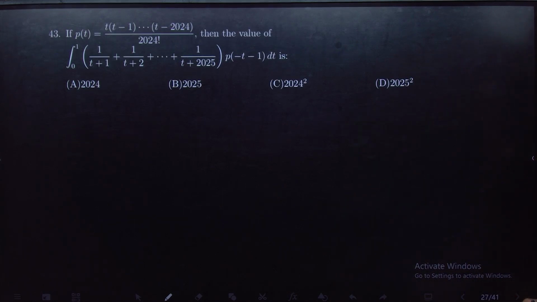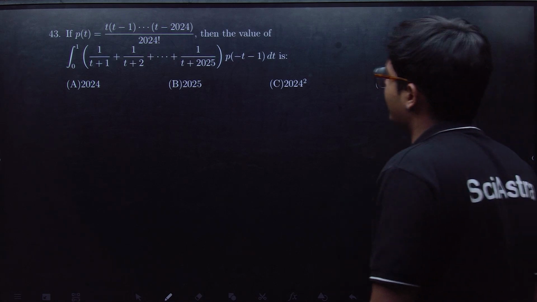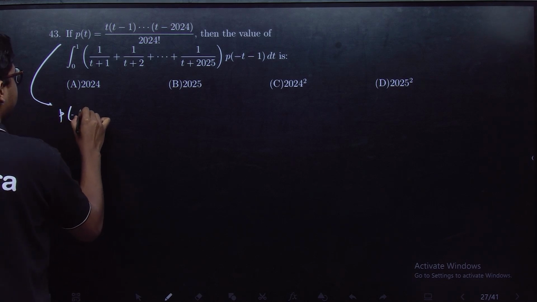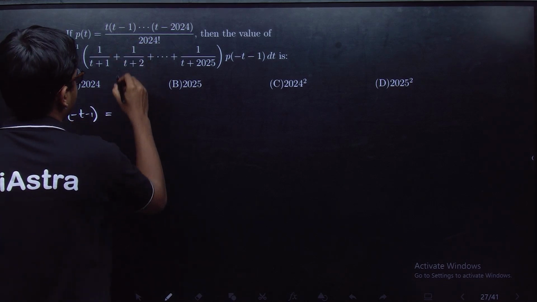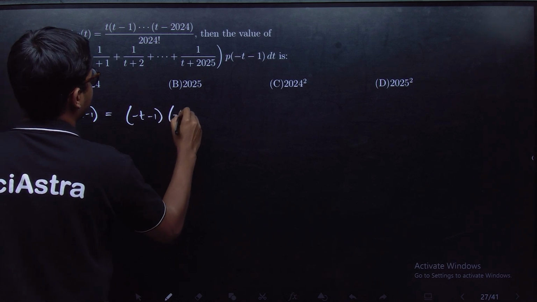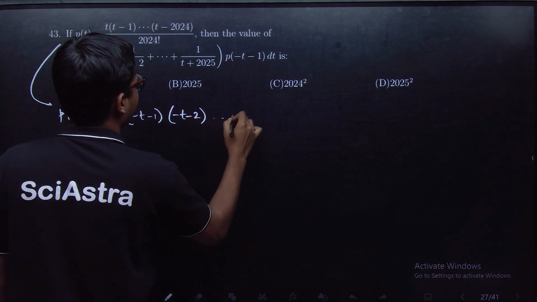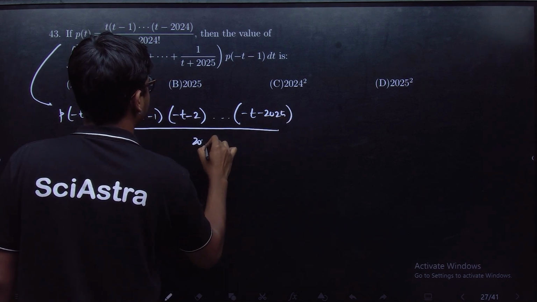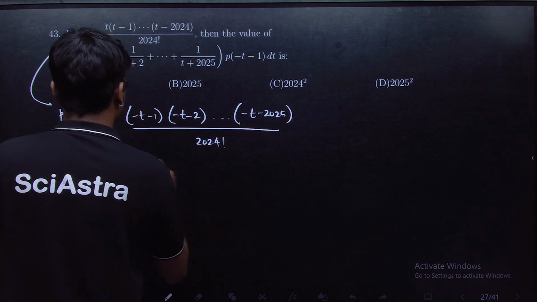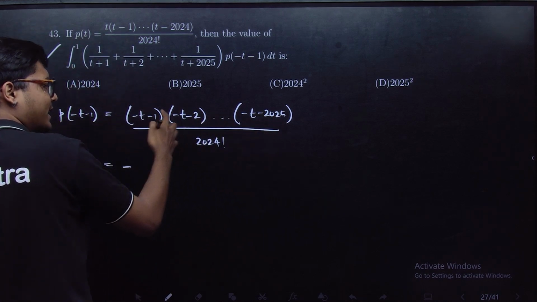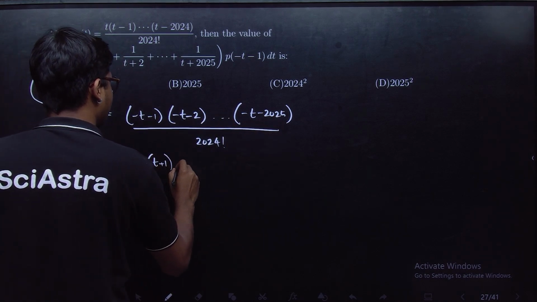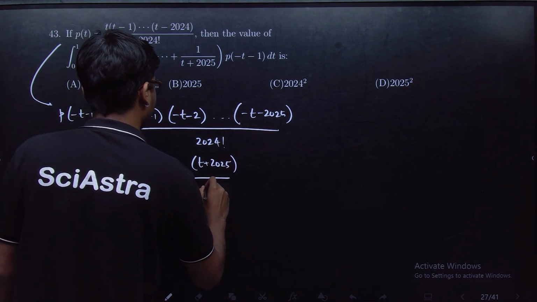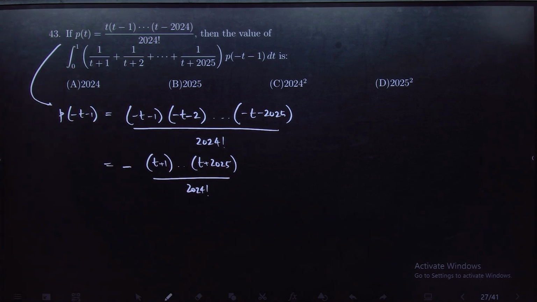Right, so in this question we have p of t given to us, then find the value of this integral times p of minus t minus 1. So p of minus t minus 1 is going to be what? If I plug this in, you'll get minus t minus 1. Next term is going to be minus t minus 1 minus 1, so minus 2, all the way till minus t minus 2025 divided by 2024 factorial. Which just turns out to be minus, because there are 2025 terms, if I take a minus outside, you'll get this times t plus 1 all the way till t plus 2025 divided by 2024 factorial. This is what we are going to get.